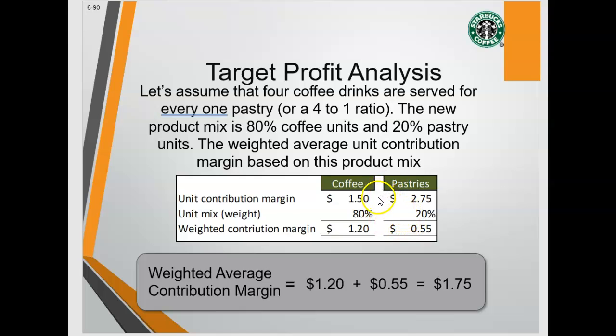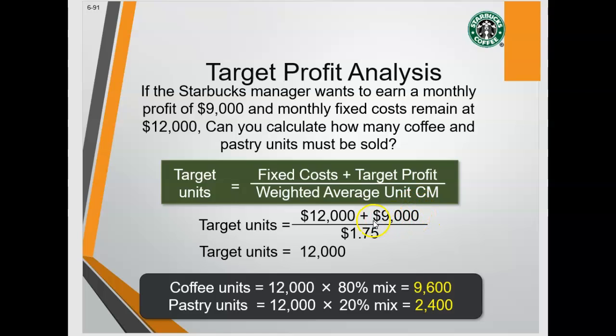Another example here is if the management comes back and says there are 4 coffees for every 1 pastry, so 80% of our sales are coffee and 20% are pastries. So the weighted average contribution margin would be $1.75: $1.50 times 80% coffee, plus the pastry margin times 20% pastries. And in this example, we also would like a target profit. So here's the $12,000 of fixed cost, and this is our target profit. We would divide by the $1.75, and the target units would be 12,000 units, 80% coffee, 20% pastries. Very straightforward.